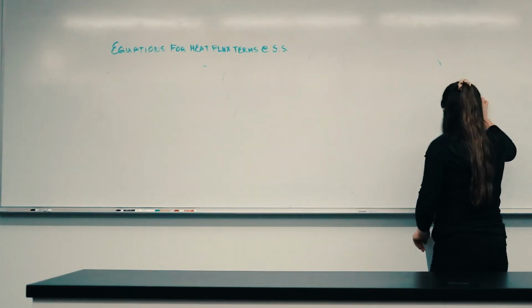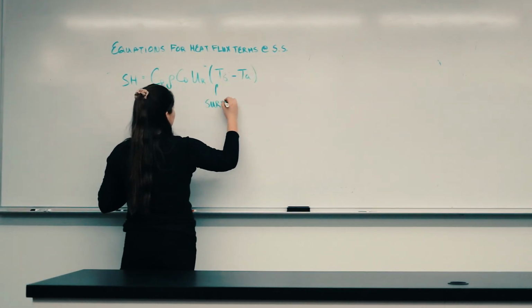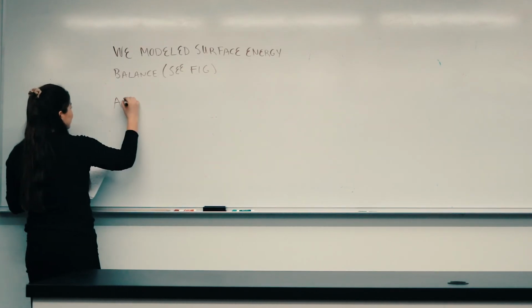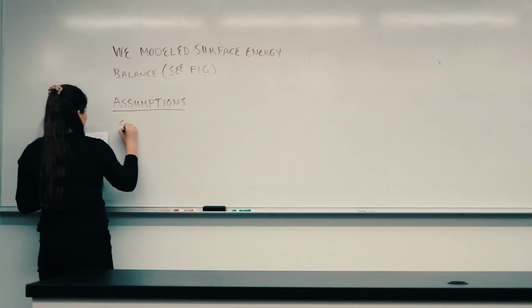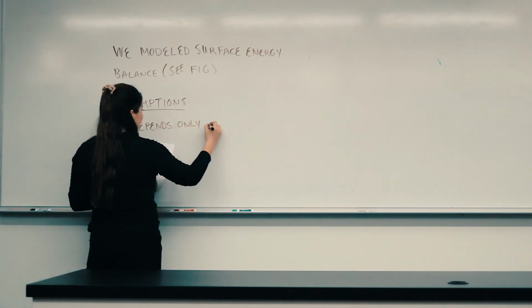We used our modeled heat fluxes for our current oceans to estimate the heat fluxes for our chocolate milk ocean. We changed the amplitude of the net radiative heat flux to account for the change in the surface's temperature and albedo based on our calculations. We assumed the emissivity of water and chocolate milk were the same. We scaled the amplitude of the latent heat flux to account for the change in the saturation specific humidity with a change in surface temperature.